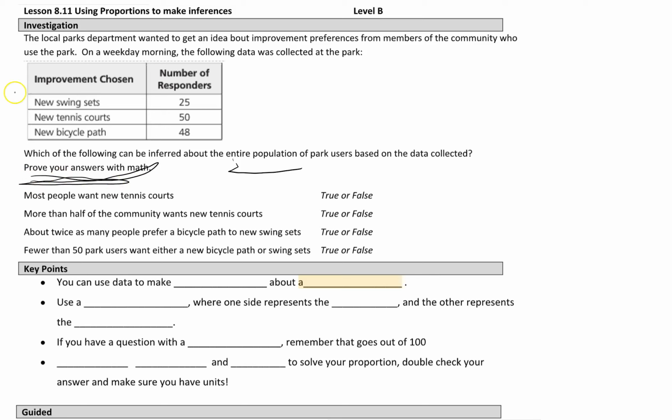So, we have up here the things that people want and then how many people picked them, but we don't have the total. So let's go ahead and find the total in the survey. To do that, we need to add. So 25, 50, and 48. It's going to give us 123 people. So for each one of these, we're going to see if it's true or false.